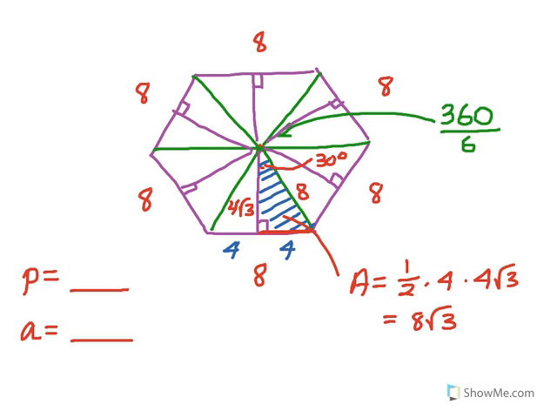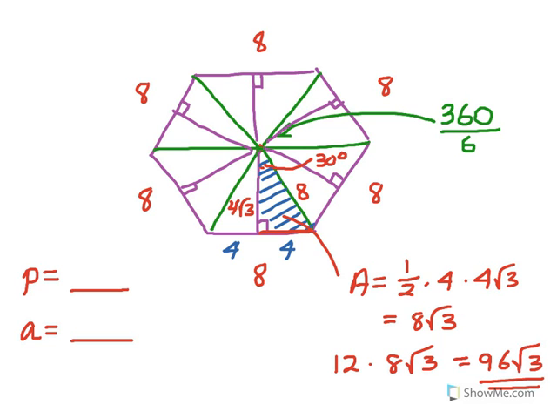Now, we already said that there are 12, and that the area of that little triangle is 8 root 3, and there are 12 little triangles. 12 times 8 root 3 is 96 root 3. Okay, so let's see how we get that 96 root 3 using our formula.